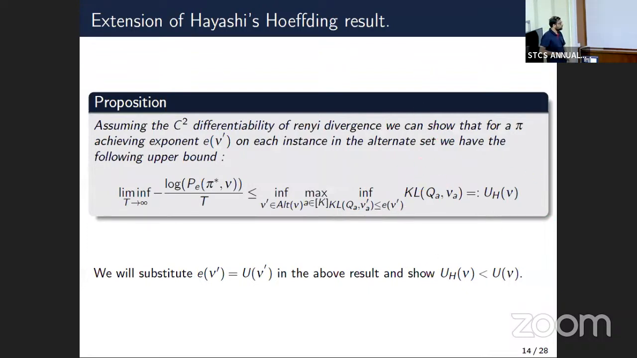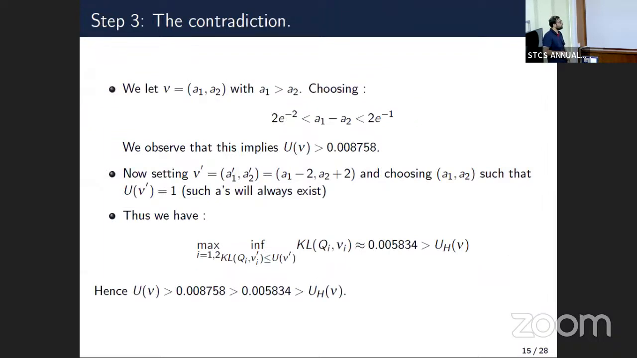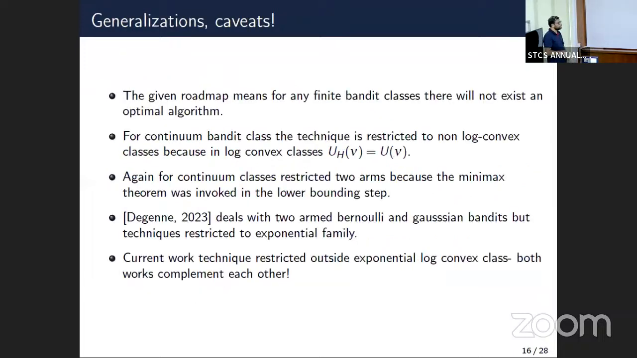Now all it remains to do is to substitute it into these bounds and derive the contradiction. For certain choices of A1 and A2, I can show that U nu is at least this much, and the opting bound is at most this much. Thereby, you have shown that there is a contradiction here. That means for this particular class, an optimal algorithm cannot exist. Now, some generalizations are possible. Because for finite bandit classes, any consistent algorithm is uniformly consistent, this already shows that there cannot exist an optimal algorithm for finite bandit classes.